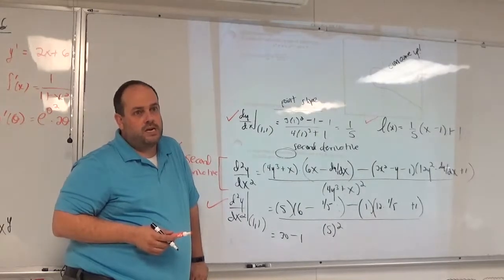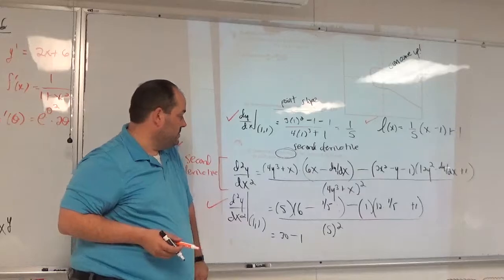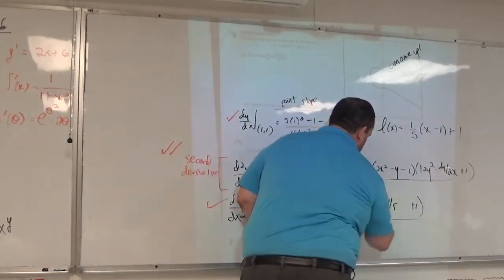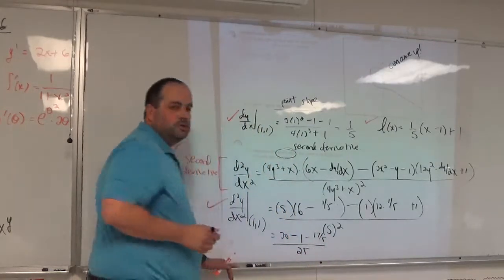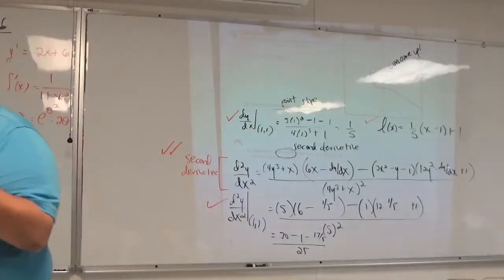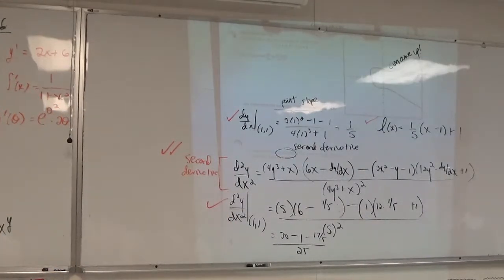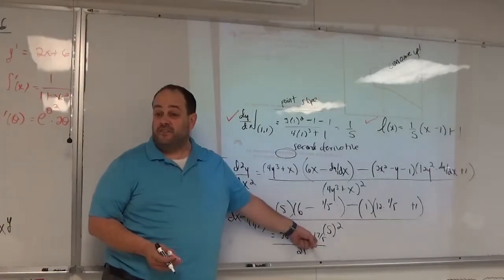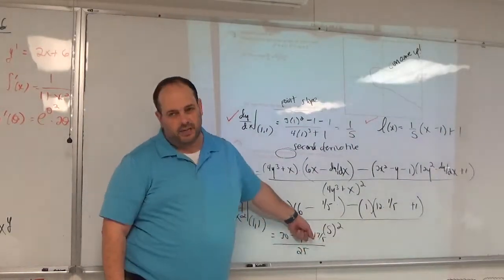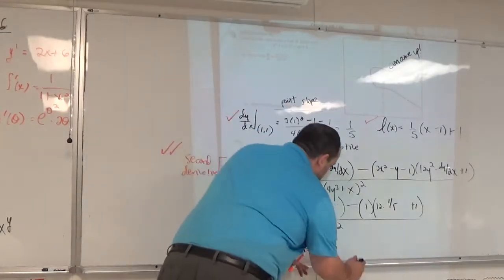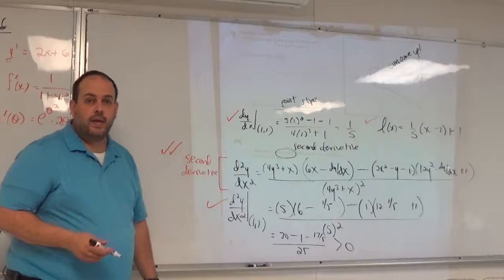12 fifths plus 1 is 17 fifths. So this part over here is 17 fifths. You've got to distribute that through, divided by 5 squared, which is 25. 30 minus 1 minus 17 fifths. All I need to be convinced about is positive. If you're not 100% sure, 17 fifths is like 3 and a little bit. 30 minus 1 minus 3 and a little bit has to be positive, divided by 5 squared is positive. Your conclusion?